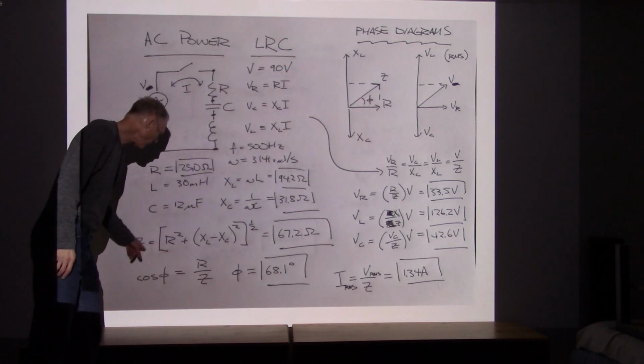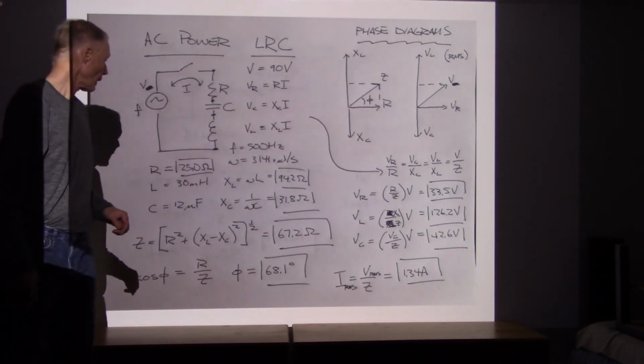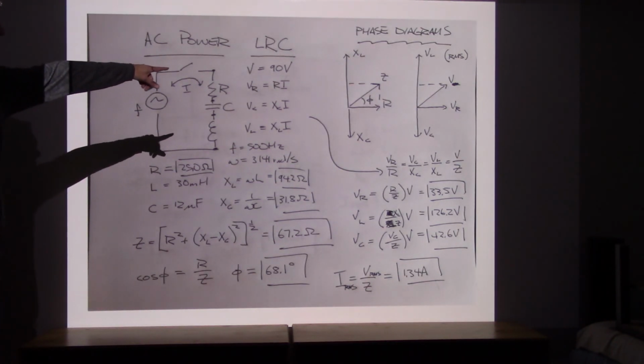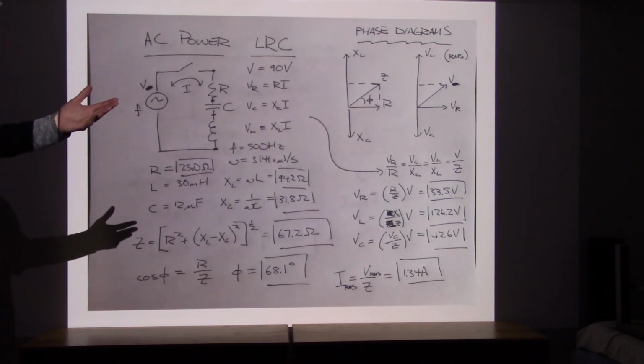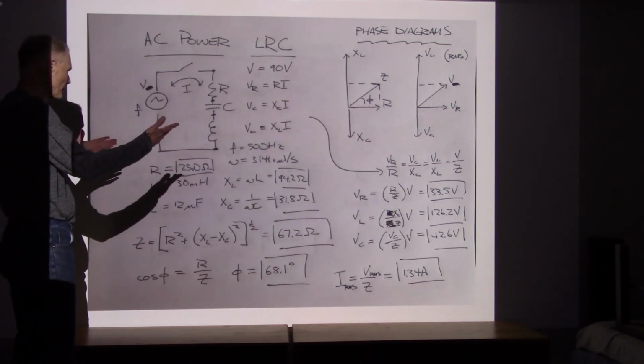And by using one of the trig identities, or one of the trig functions, I end up with an angle of 68 degrees. So yeah, that phase angle phi should have been more like 68 degrees. It looks more like 40. So not entirely to scale, but pretty useful.